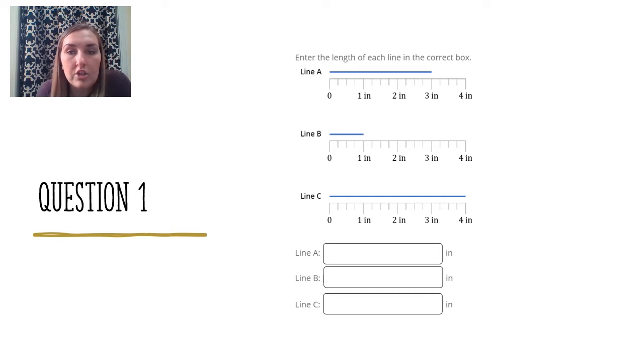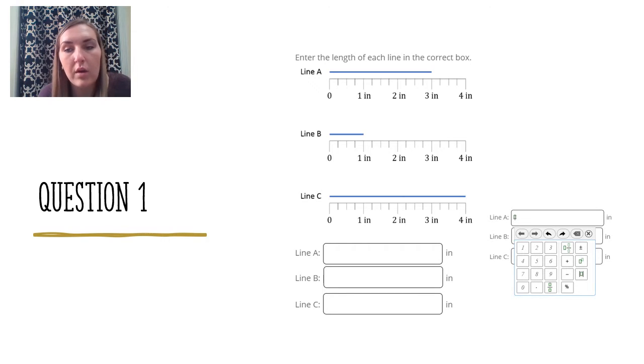Question 1. Enter the length of each line in the correct box. So you have 3 lines there, line A, B, and C. You need to read and figure out your measurement, and then you can click on the boxes there and type in or use the calculator to type in your measurement for lines A, B, and C. So that is what will pop up when you click on the box.